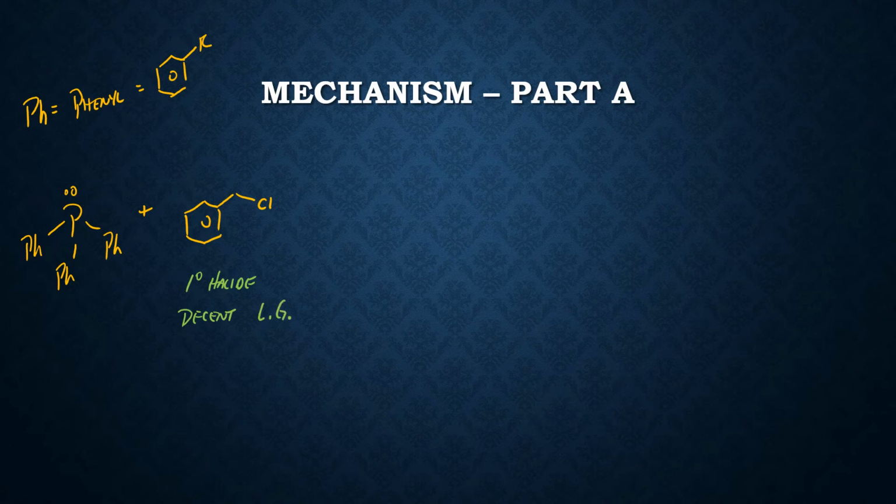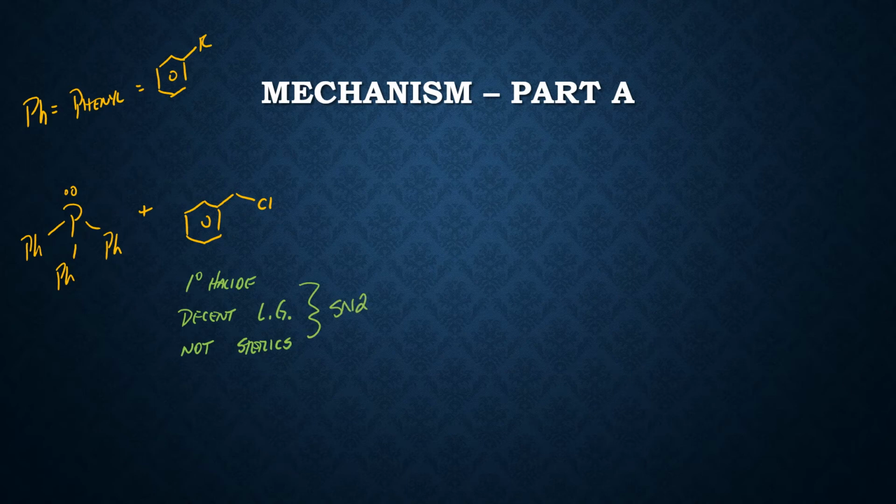Okay, primary halide, decent leaving group, not overly sterically encumbered, so not too bad with the sterics. Okay, not great, but not too bad, right? It's not a tertiary leaving group, right? It's a benzylic leaving group. So if we have our primary halide, it's a decent leaving group. We're not really too concerned about sterics, right? This is all kind of pushing us towards SN2, right?